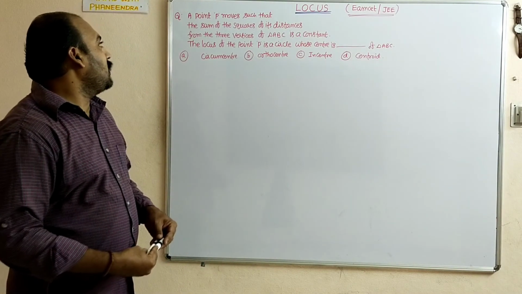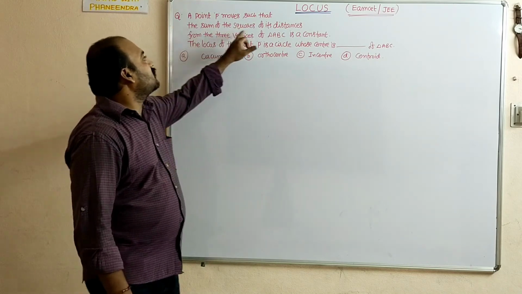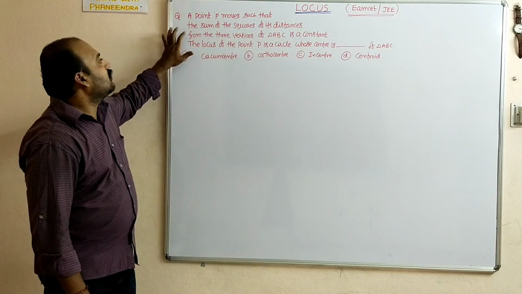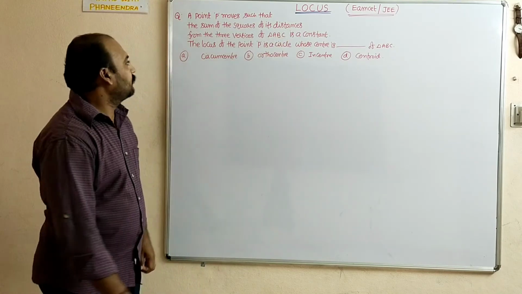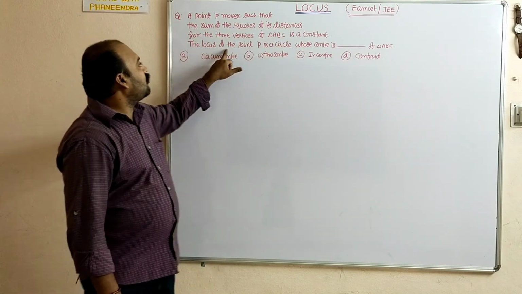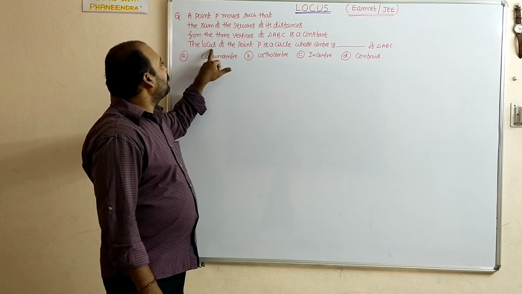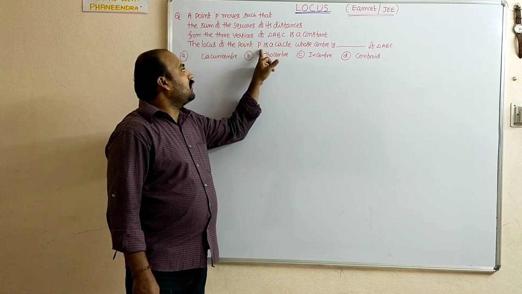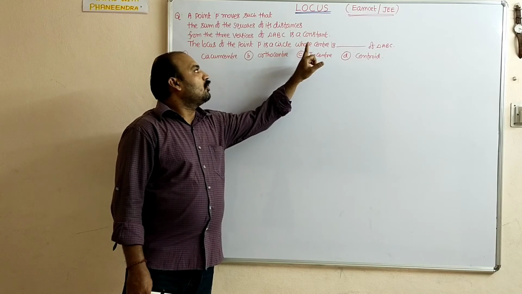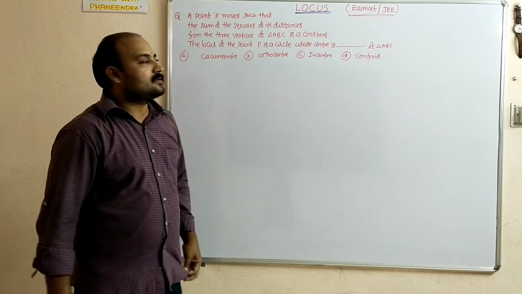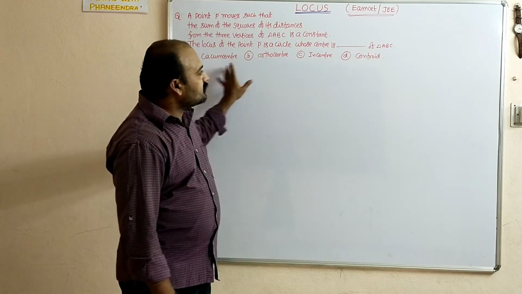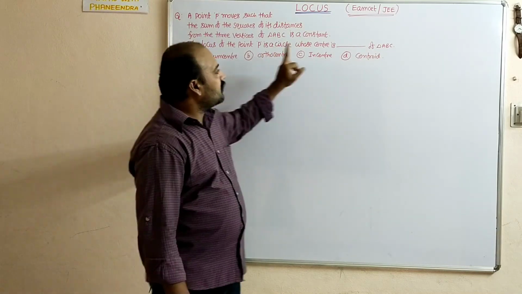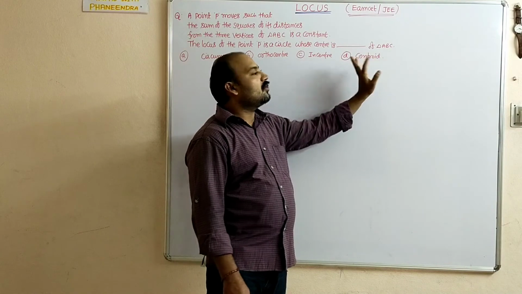A point P moves such that the sum of the squares of its distances from the three vertices of triangle ABC is a constant. The locus of the point P is a circle whose center is either the circumcenter of the triangle, or the orthocenter, or the incenter, or the centroid of the triangle.